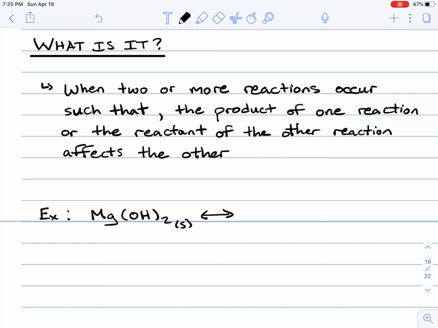Simultaneous equilibria or competing equilibria is when two or more reactions are simultaneously occurring such that the product of one reaction becomes the reactant for the other reaction. This can also work in reverse. So for example, the reactant of the second reaction can act as the product of the first reaction to form the reactant of the first reaction. It's kind of hard to describe it without seeing it on paper, so we're just going to go ahead and do just that.